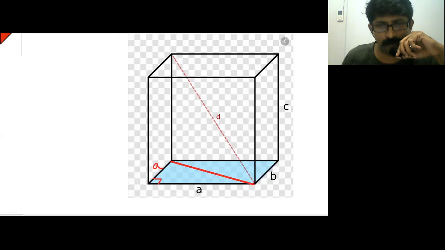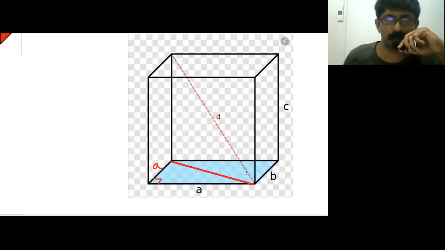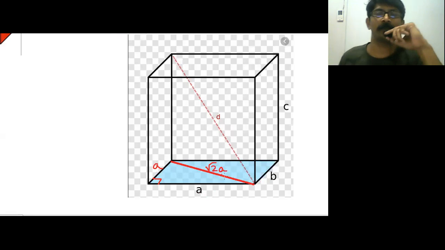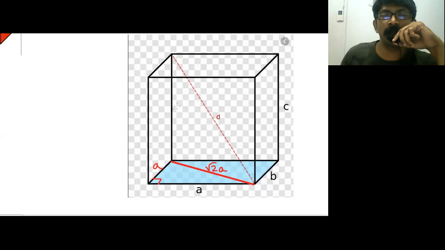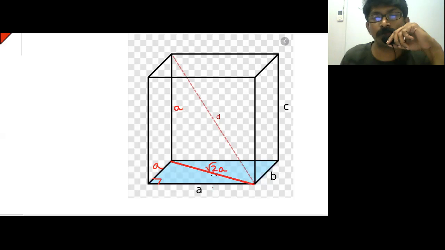So what would be this diagonal, this particular red line which we drew just now? It will obviously become A square plus A square, which is 2A square. So this will become root of 2A, by Pythagoras theorem. Am I right? And now this is again A. This is A. This is root 2 of A.